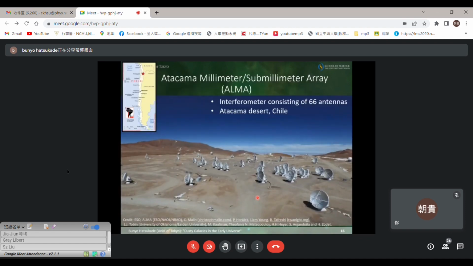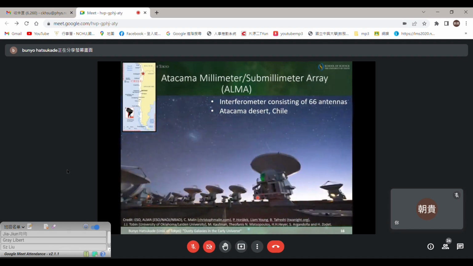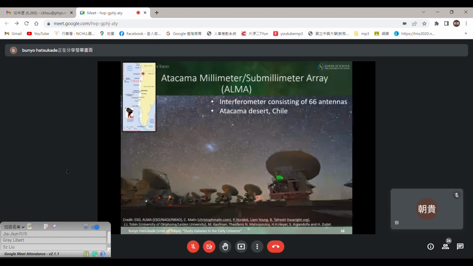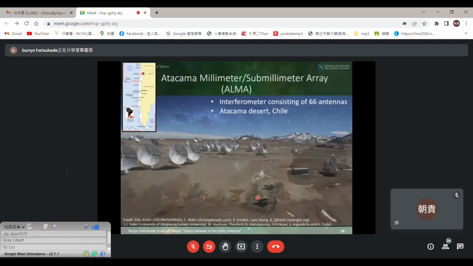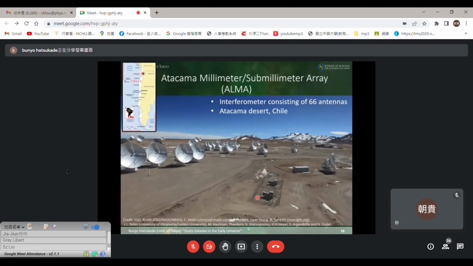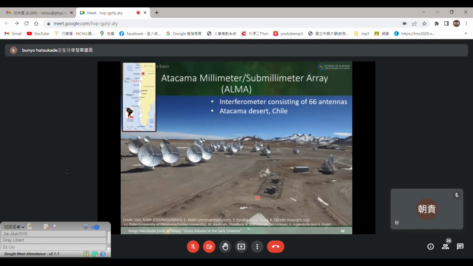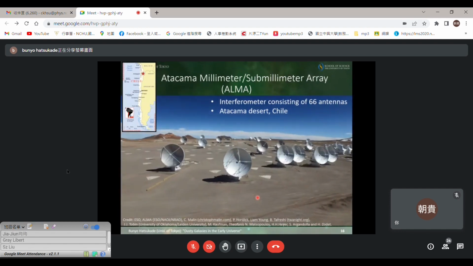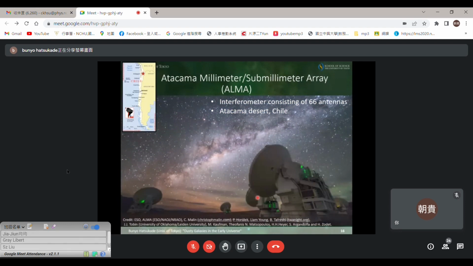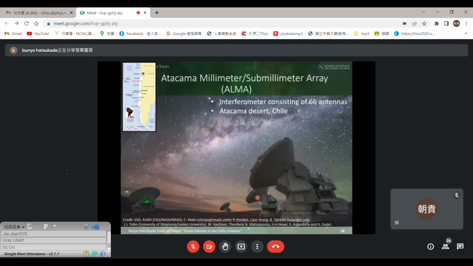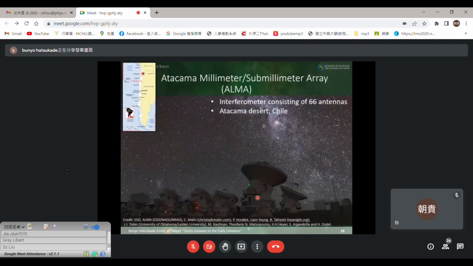So in recent years, most of the state-of-the-art telescopes operated at far infrared, submillimeter and millimeter wavelengths are constructed on high mountainsides. For example, this is a movie of the Atacama Large Millimeter/submillimeter Array, ALMA, which is an interferometer consisting of 66 antennas. These 66 antennas move at the same time and operate as one single telescope to observe the deep, distant universe, and it is located in the Atacama Desert, Chile, at 5,000 meter altitude.